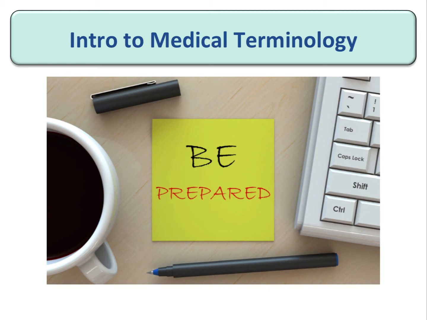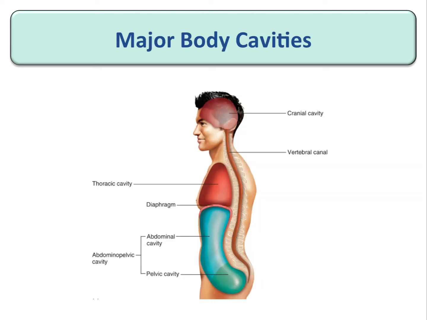The body cavities house the organs of the body. These organs are collectively called the viscera. The two main cavities are the dorsal and the ventral cavities. Dorsally, we find the cranial cavity, which houses the brain, and the spinal or vertebral cavity.